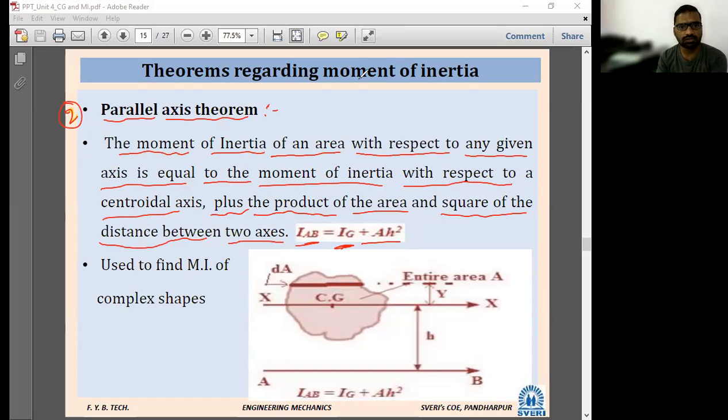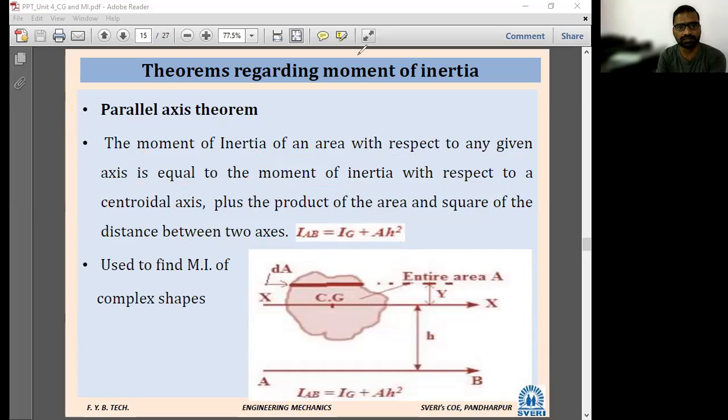Just concentrate, I will explain. What is this moment of inertia? That is the parallel axis theorem. What is he saying? The moment of inertia of an area with respect to any given axis is equal to the moment of inertia with respect to the centroidal axis plus the product of the area and the square of the distance between the two axes. So consider there is one elemental area. This is one plane figure. Where is its centroidal axis? The centroid is this one, denoted by CG or G.